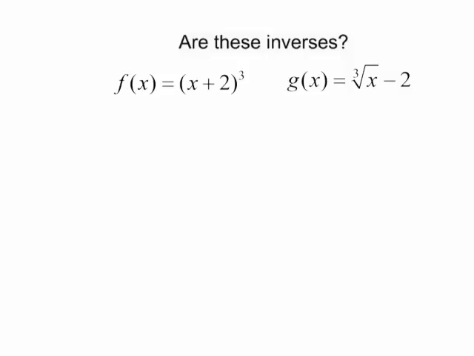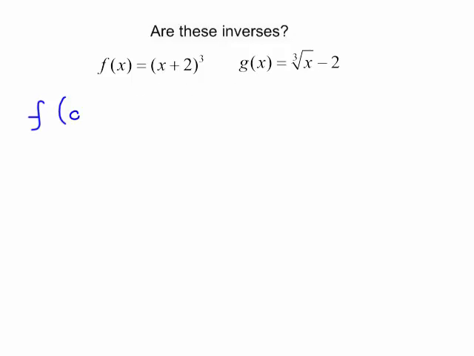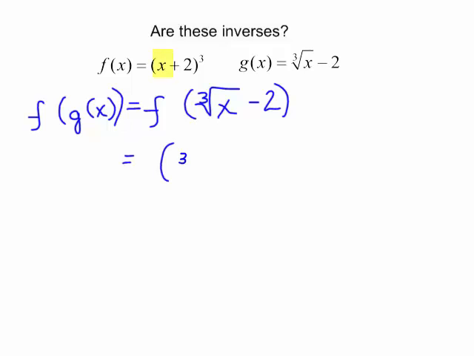Let's try one more of these problems. F of x is equal to (x plus 2) cubed. G of x is equal to the cube root of x minus 2. Are these inverses? What is f of g of x? Well, g of x is the cube root of x minus 2. So I will plug that into the f function. So I would have the cube root of x minus 2, plus 2, and all of that is cubed.